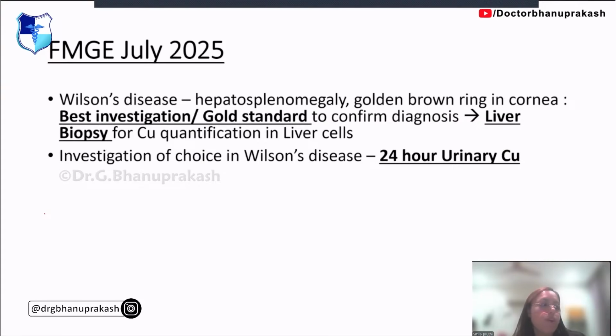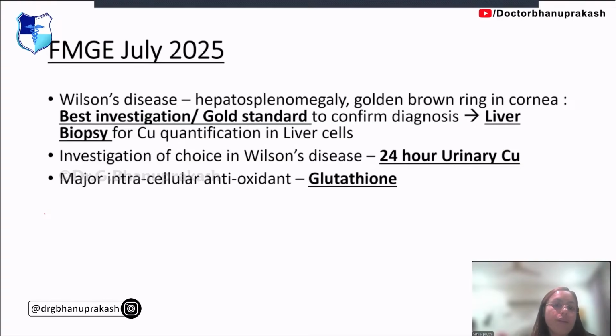But investigation of choice, if asked, then you will say 24-hour urinary copper, because we don't want to pierce the liver of every patient to check for Wilson's disease. So investigation of choice will be just taking a urinary sample of the patient. Major intracellular antioxidant, if asked, it is glutathione.